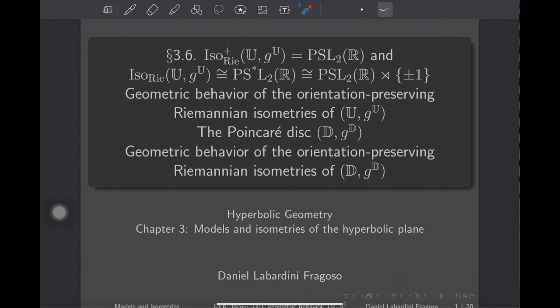Okay, so today we're going to continue our study of the Riemannian isometry group of the upper half plane and the group of Riemannian isometries that preserve the orientation. We're going to indicate the prototypical geometric behavior of the orientation preserving isometries. And then we are going to finally visit the Poincare disk and transport our study for the upper half plane to the Poincare disk.